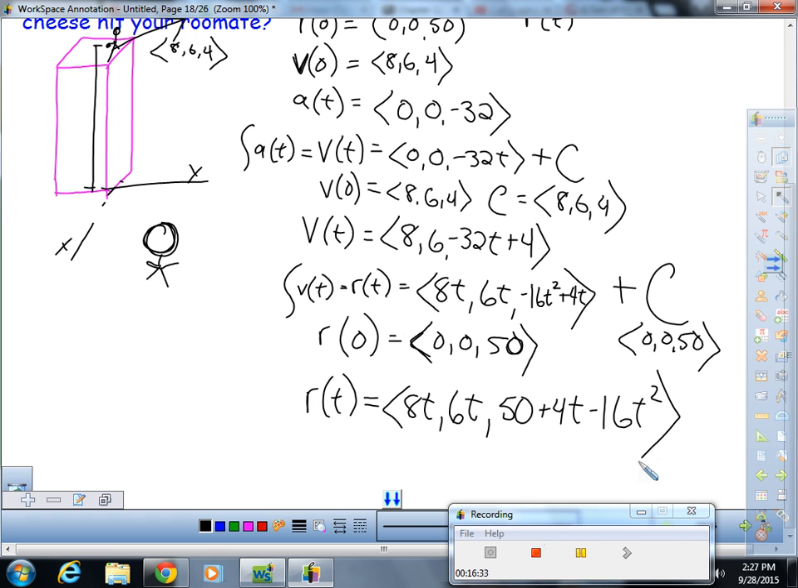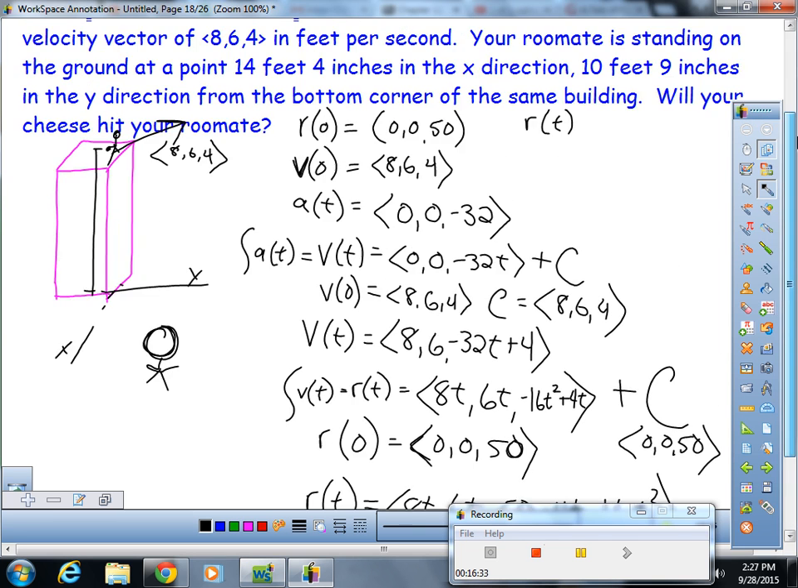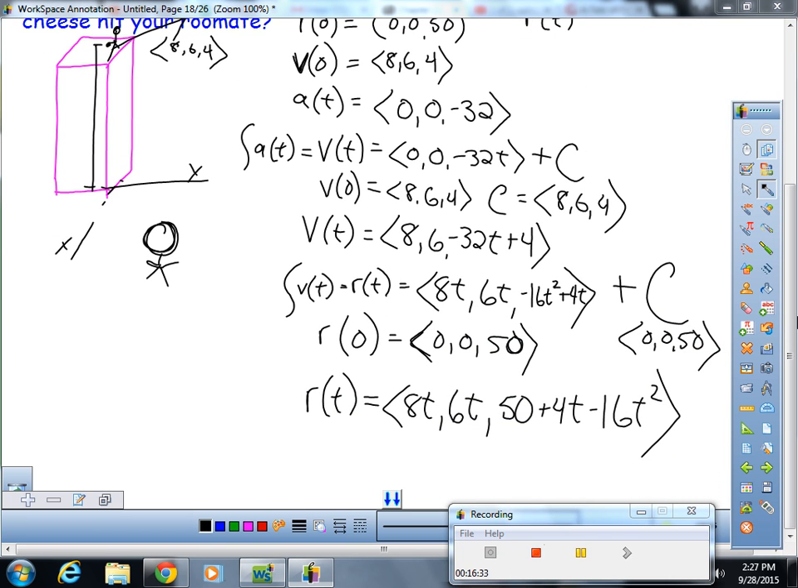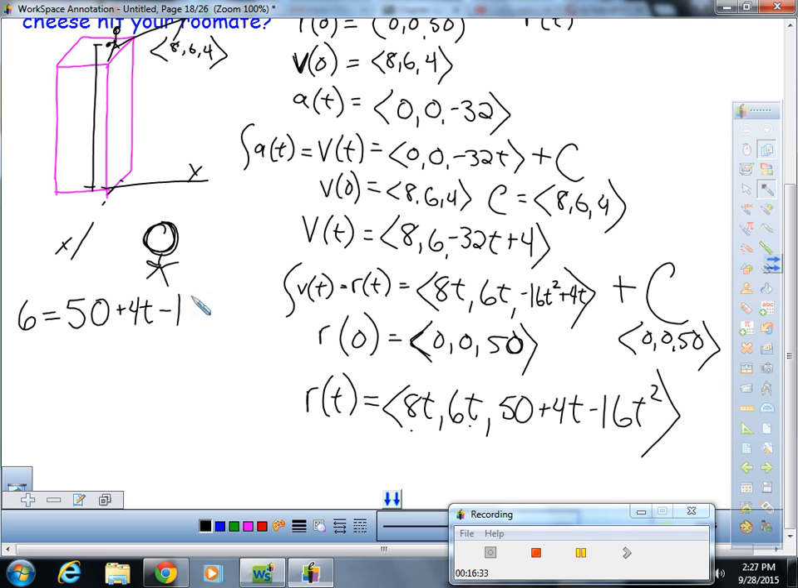Okay? Well, we want to know, is this block of Gouda going to hit our roommate? Well, one thing that I know about my roommate that you don't know is that our roommate is 6 feet tall. And so, in order for us to find this, we need to isolate one of these components. So, let's figure out when will our z value be 6 feet. And you end up getting 0 is 44 plus 4t minus 16t squared, or 4t squared minus t minus 11 is equal to 0.